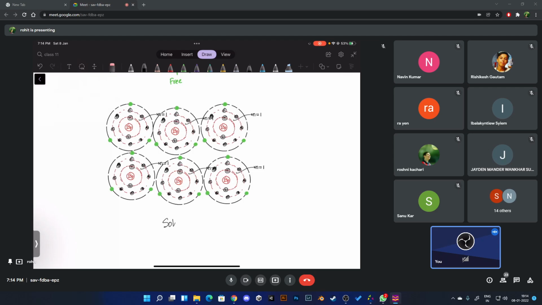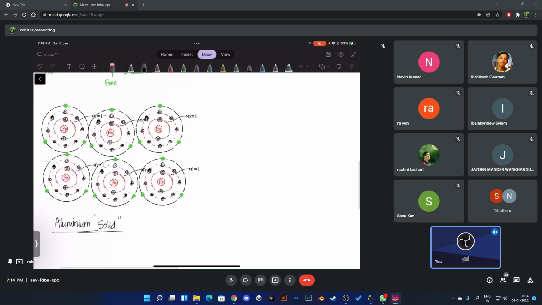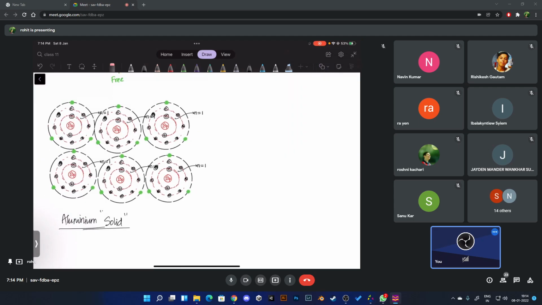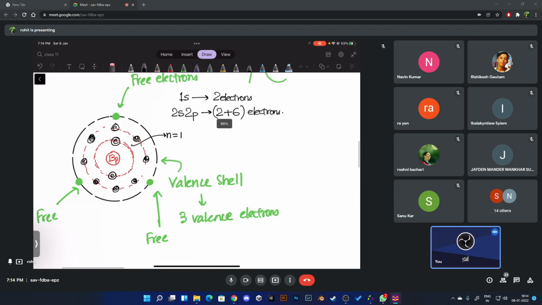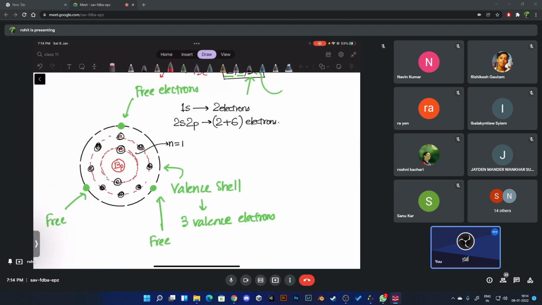Let's be clear. I'm taking the whole aluminum solid, and now I'm going to arrange all the electrons in their respective energy values. This is the bottommost energy, or let's say the ground state. Let's call it E1. Now think and tell me: looking at this atom, which electrons have the lowest energy? The electron in the first orbit, second shell, or the third shell? Third shell? No. These are outermost electrons. They are the most energetic.